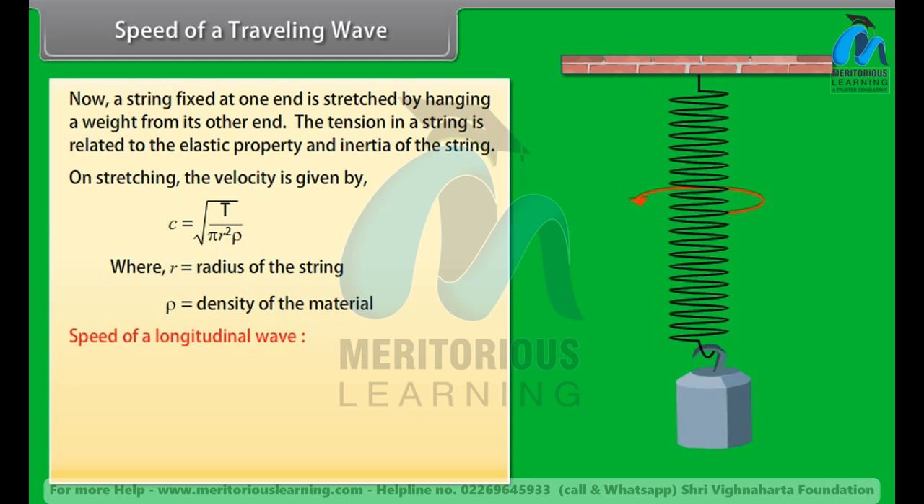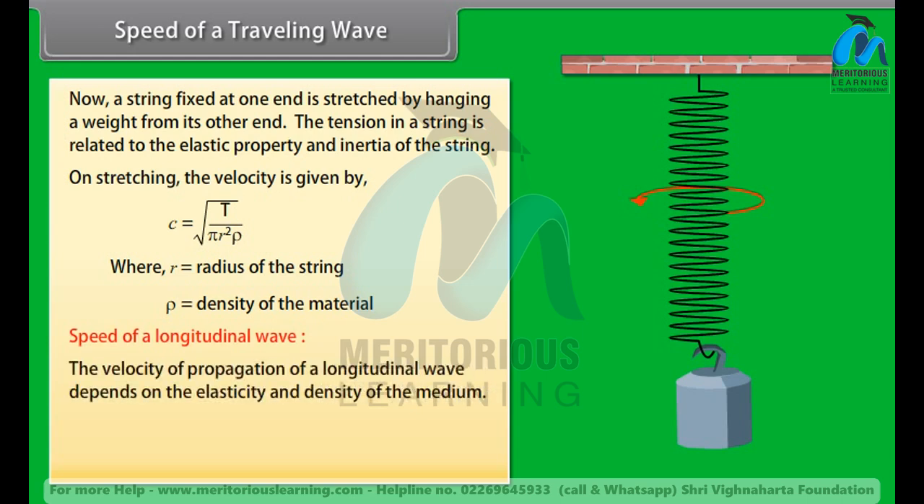Speed of a longitudinal wave. The velocity of propagation of a longitudinal wave depends on the elasticity and density of the medium. Wave velocity is equal to the square root of elastic modulus upon density.